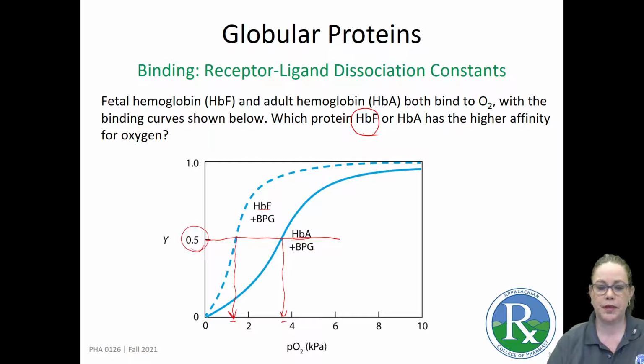You'd expect that, since the maternal hemoglobin needs to transfer oxygen to the fetus. So that would be something we'd expect. Well, that is going to wrap up looking at our protein ligand interactions.